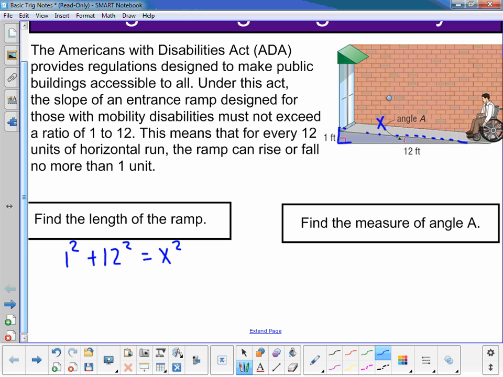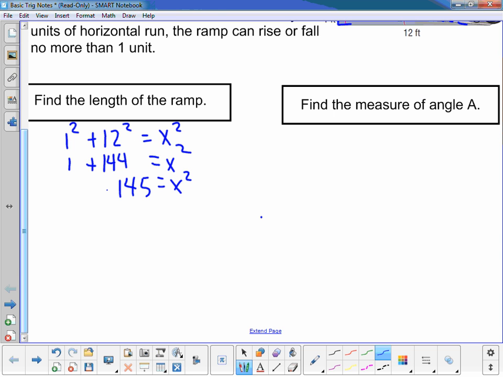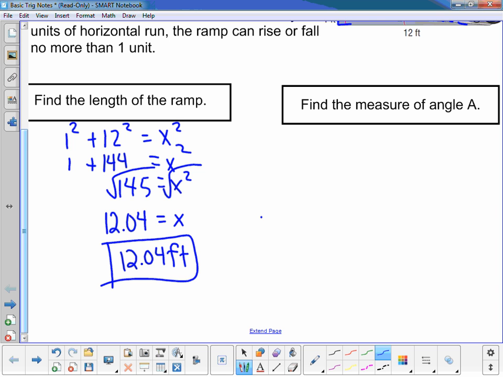In this case, I can simplify and solve for x here. That's 1 plus 144 equaling x squared. That's 145 equaling x squared. So when I take the square root of that, I'm going to go ahead and just make this a decimal. I know yesterday we were doing simplified radicals, but in this case we're talking about an actual measurement. So I'm just going to make it a decimal, and that means I have 12.04 feet for the ramp. That's the length of my ramp there. So that's how long the ramp would be if I had a 1-foot rise and a 12-foot run.